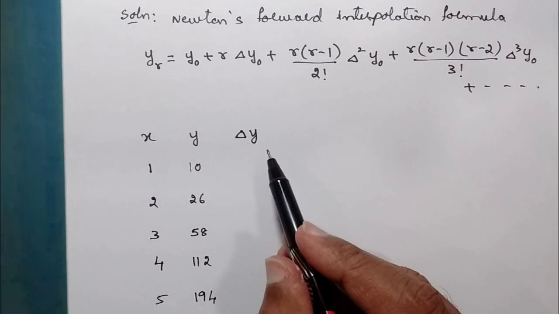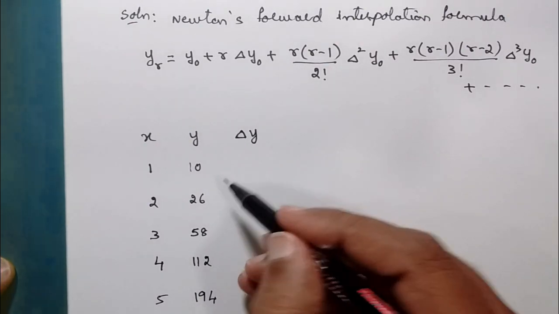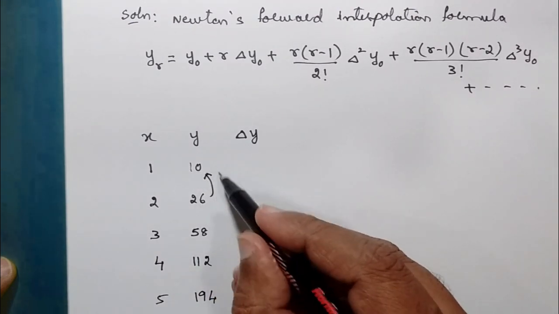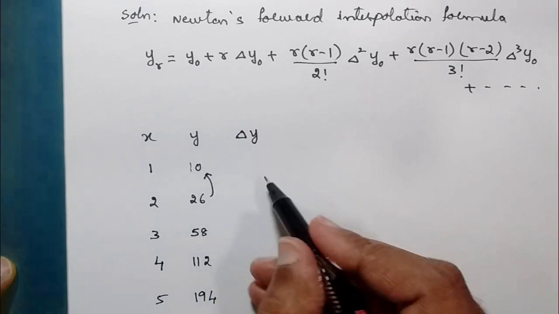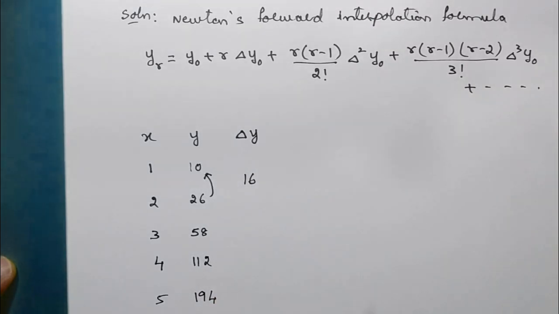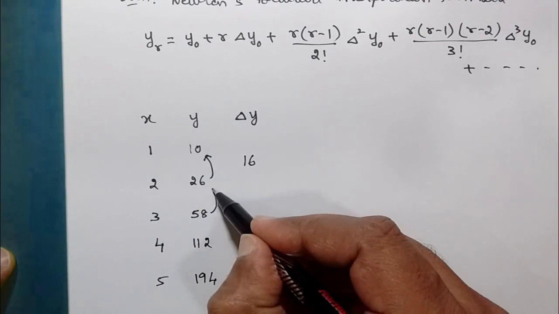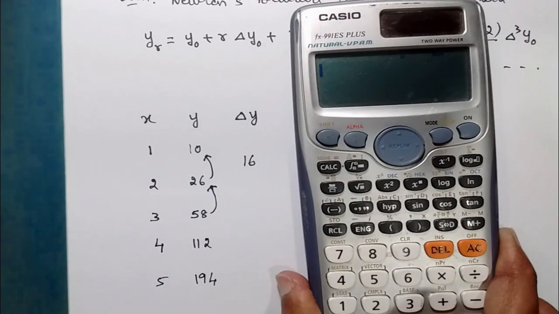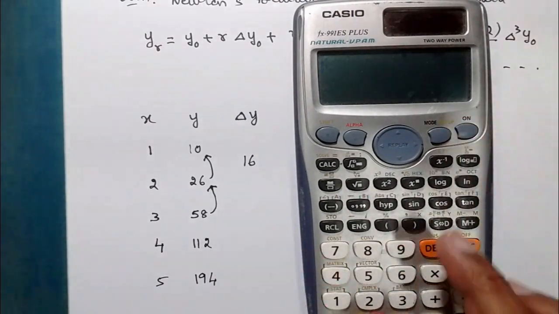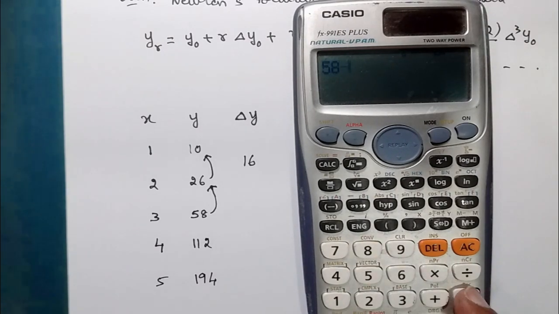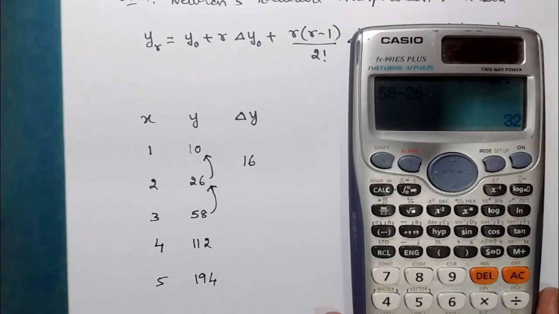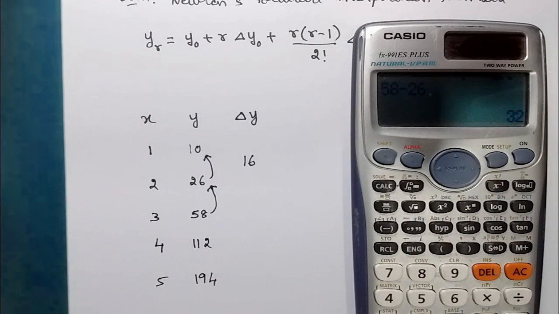Now how to find out this first forward difference? You have to just take the difference over here. Take the difference of these two values: 26 minus 10 will be 16. Then take this difference: 58 minus 26. If you want, you can just use the calculator and go on simplifying the expression. 58 minus 26 will be equal to 32. I hope you know how to use the calculator, so I will not go into detail about that. So it will be 32.